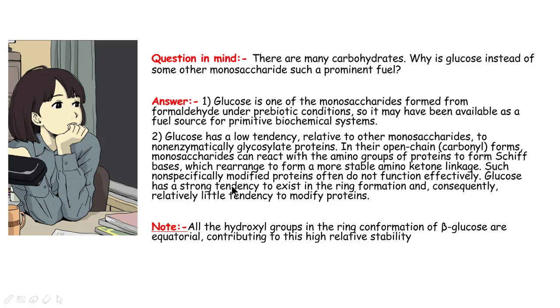Glucose has a strong tendency to exist in a ring formation. I will let you know what the ring or cyclic formation is, and what the open structure of glucose is. Consequently, there is relatively little tendency to modify proteins. All hydroxyl groups in the ring conformation of beta glucose, remember this point, are equatorial, contributing to this high relative stability.